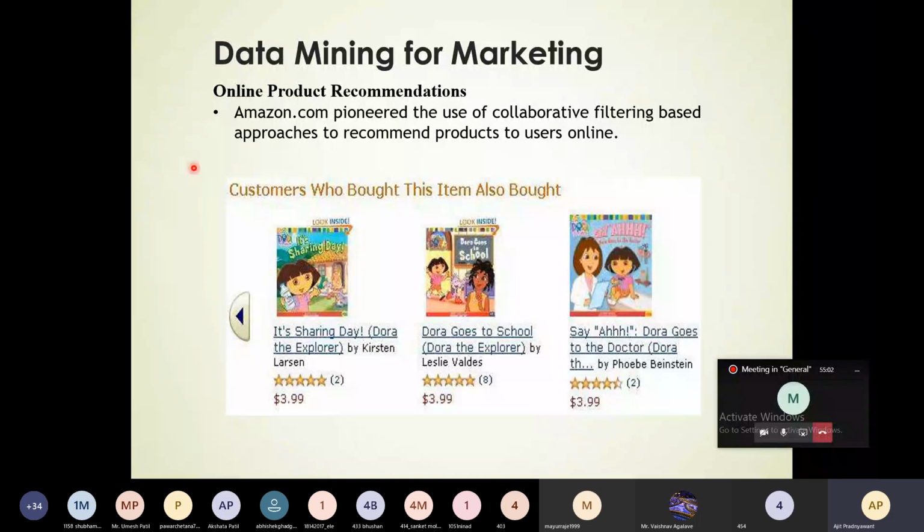When you go to the Amazon website or the Flipkart website, you will find that for a particular product you have purchased, similar products will be displayed to you on that same page. So this is because of data mining.